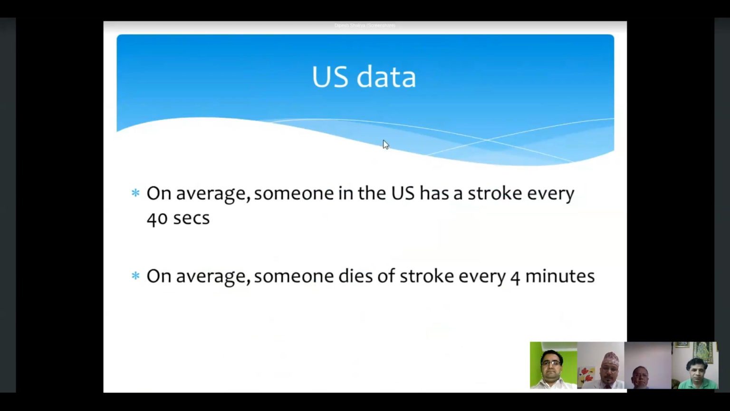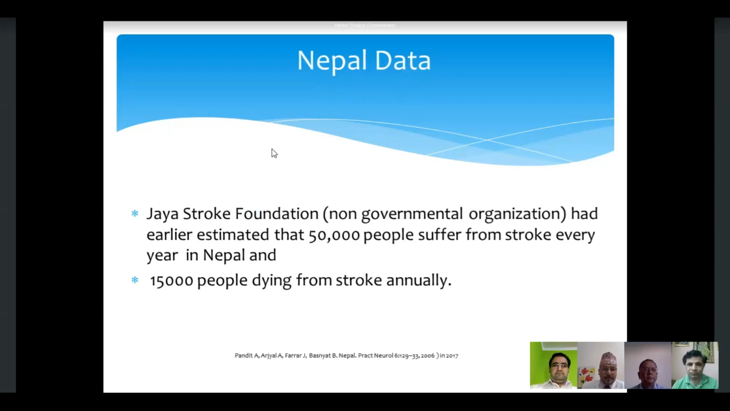This is the US data. On average, someone in the US has a stroke every 40 seconds. So while we are taking a class of a few minutes, there are a few cases in the US as per this data. On average, someone dies of stroke every 4 minutes. We have very limited data for Nepal. Jaya Stroke Foundation had earlier estimated that 50,000 people suffer from stroke every year in Nepal, and 15,000 people die of stroke annually. Only a few studies have been done, and the most reliable, I think, is the one done in 2006.